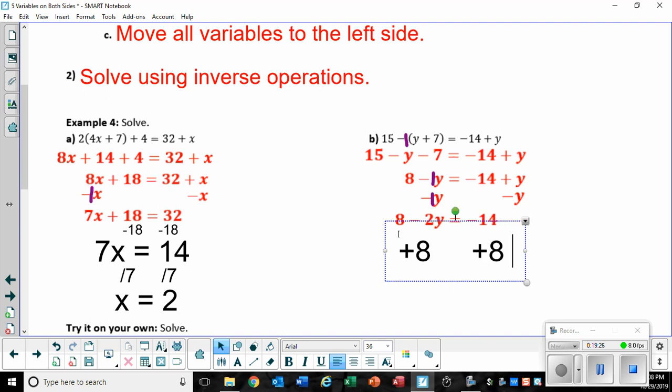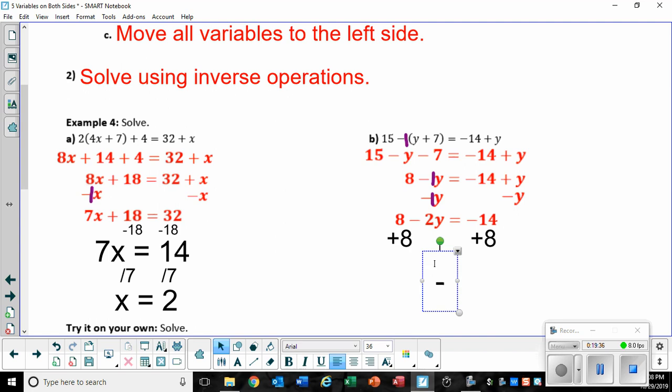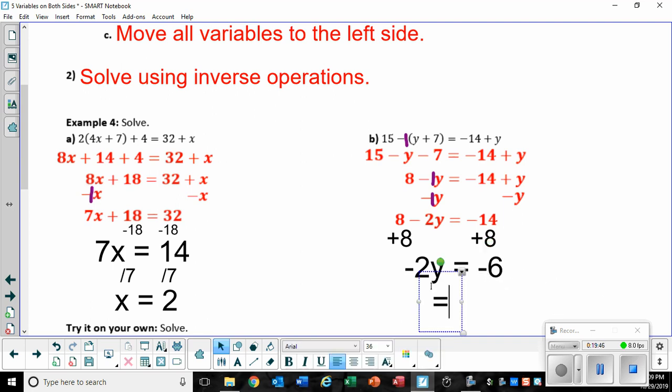Plus 8 on both sides. And so now I have negative 2y equals negative 6. And then I can go ahead and divide by negative 2.